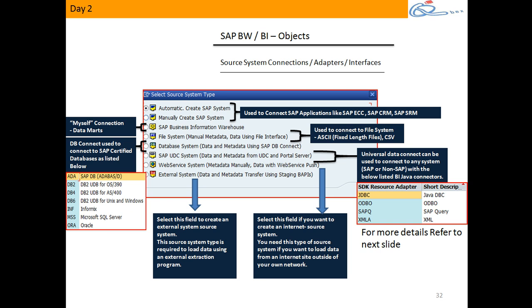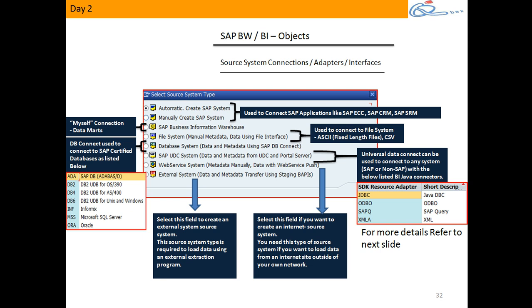Say, for example, in layman's terms, I've got table 1 and table 2. From table 1 of BW, I would like to load into table 2 of BW. Table 1 is in BW, table 2 is also in BW. Now, what is my source system? BW itself is the source system for BW. That is what we refer to as myself, and for all these kinds of scenarios of myself, we use this connection, SAP Business Information Warehouse.